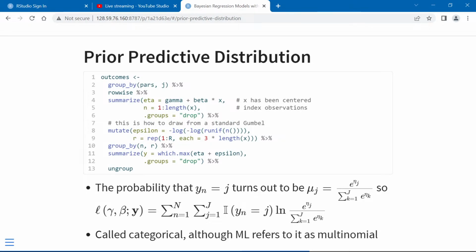It is unfortunately often referred to as multinomial by non-statisticians, which is to say machine learning people. So statisticians reserve the phrase multinomial to refer to the sum of categorical variables, the same way binomial is the sum of Bernoullis. So that's binomial and Bernoulli, a special case where j is 2. This is a generalization where j could be greater than or equal to 2.